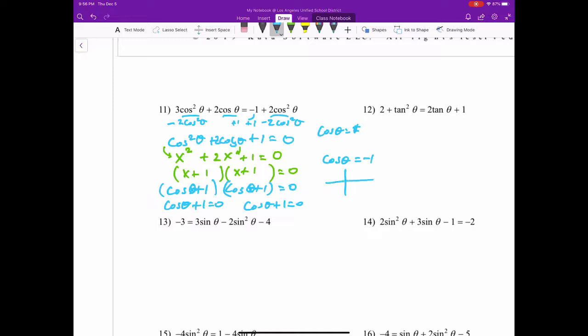Now, when is cosine negative? In quadrants 2 and 3. That's -1 over 1. And my third side, if you do the Pythagorean theorem, is going to be 0. So is there really a height there? Nope. It's pi. So theta has to be pi for both these triangles.